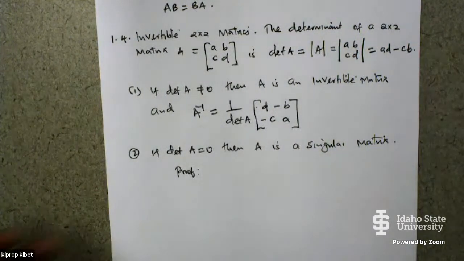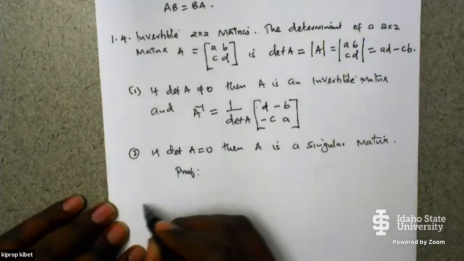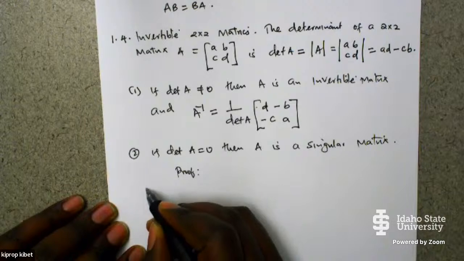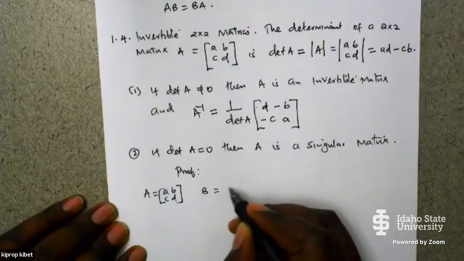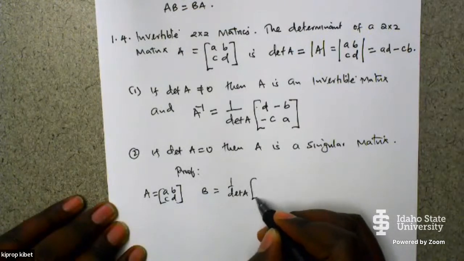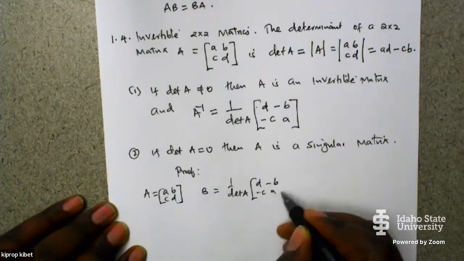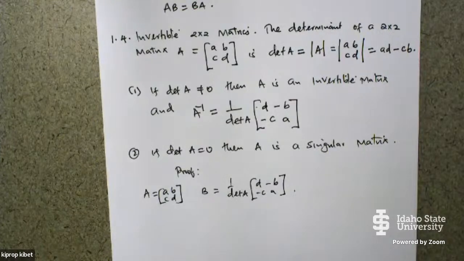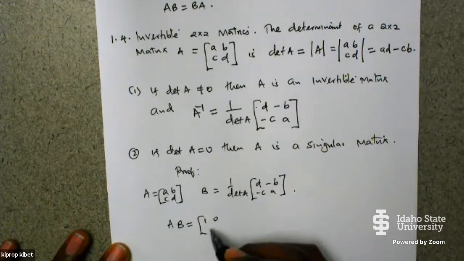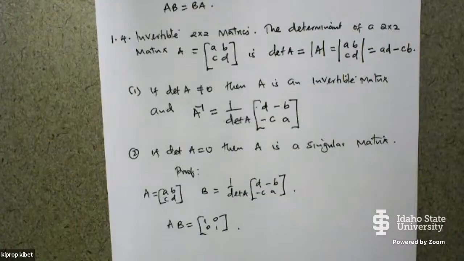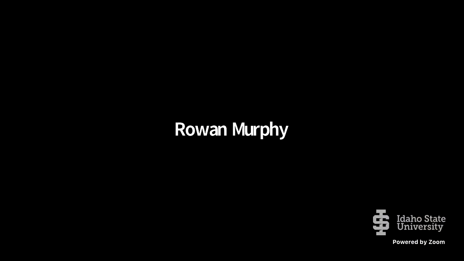So here, the only thing you need to check is if A is equal to A, B, C, D, then our B is the same as 1 over the determinant of A, times D, minus B, minus C and A. So what you need to check is, when you multiply A and B, it should give us 1, 0, 0, and 1. That is how to prove the fact. So you have this A and this one, and our B is this. Now, when you multiply the two, it should give us the identity matrix.